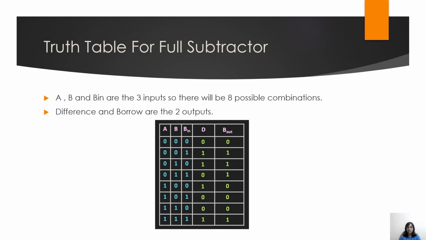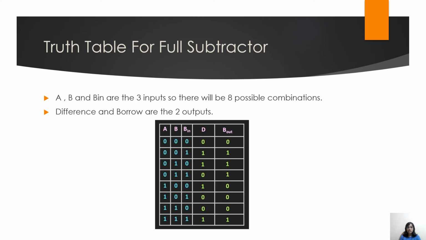In the third combination, when A is 0, B is 1 and Bin is 0, so 0 minus 1 is 1 with a carry. Also 1 minus 0 is 1 with a carry. So even here the difference and borrow outputs are 1. In the next combination, when A is given 0, B is given 1 and Bin is given 1, so 0 minus 1 is 1 and 1 minus 1 is 0 with the carry. So the difference will be 0 whereas the borrow will be 1.